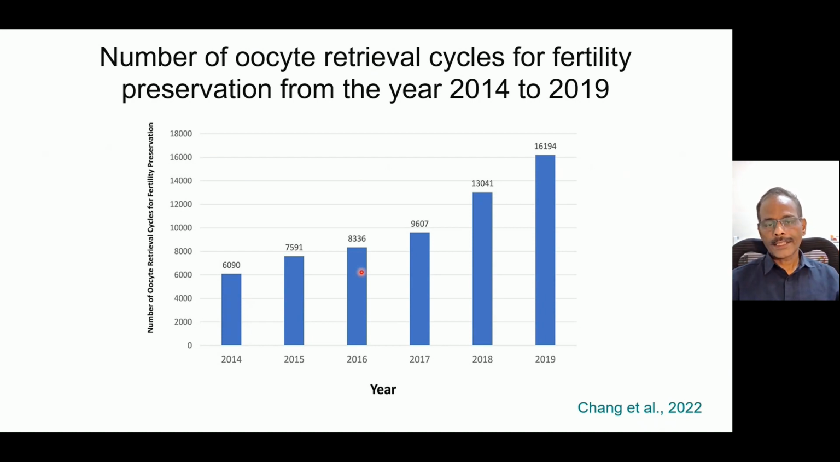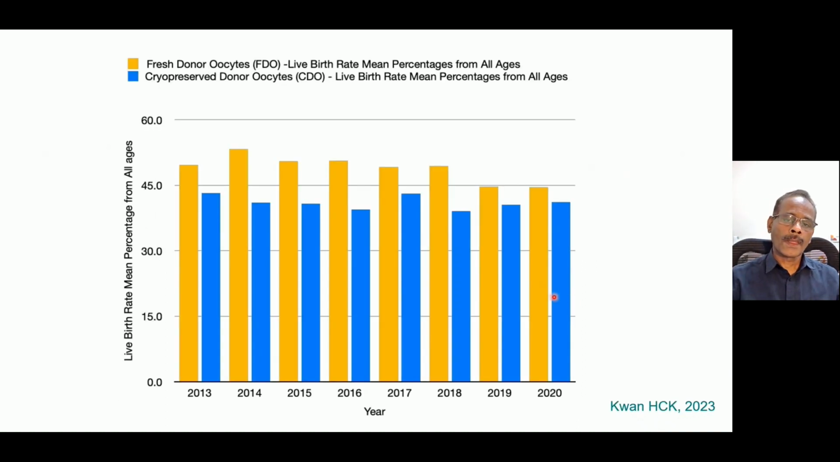Specifically, oocyte cryopreservation. One of the important indications for oocyte cryopreservation is fertility preservation. If you look at the number of cycles used for fertility preservation, it has gone up significantly in the last 10 years. That means oocyte cryopreservation has gained a lot of popularity these days.